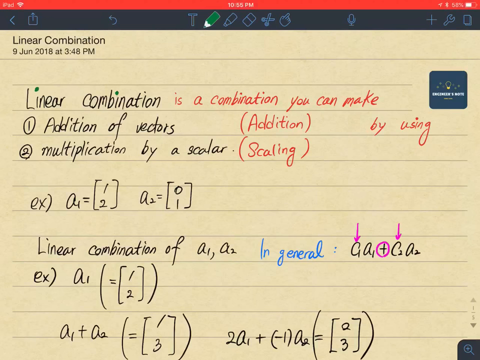Today we're going to take a look at linear combination. This concept is very important but also very simple. So let's just get right into it.